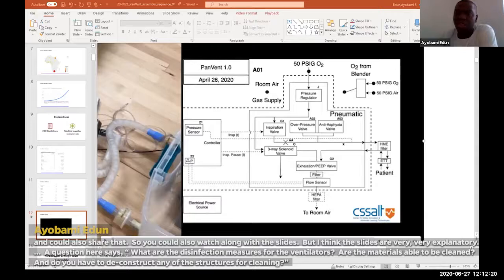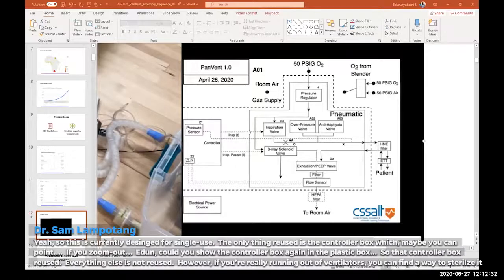A question here says, what are post-disinfection measures for the ventilators? Can the materials be autoclaved, and do you have to decouple any of the structures for cleaning? Yeah, so this is currently designed for single use. The only thing that's reused is the controller box. Edwin, could you show the controller box again in the plastic box?